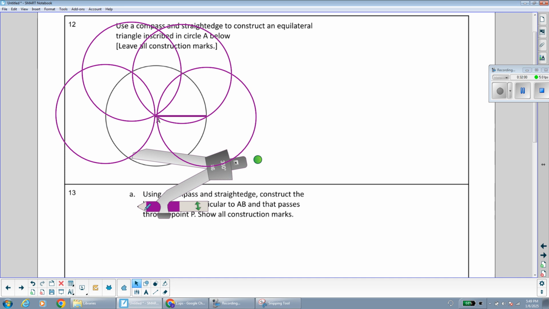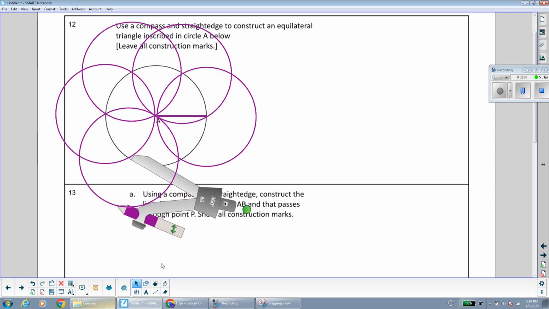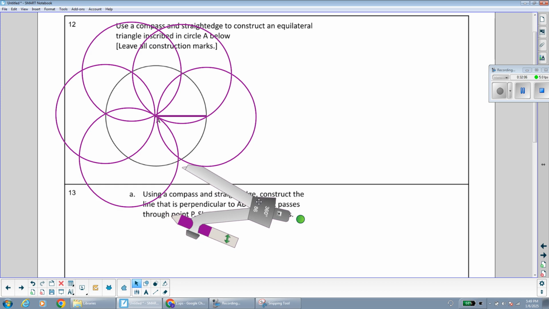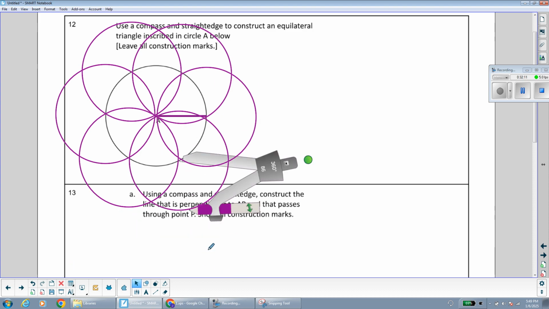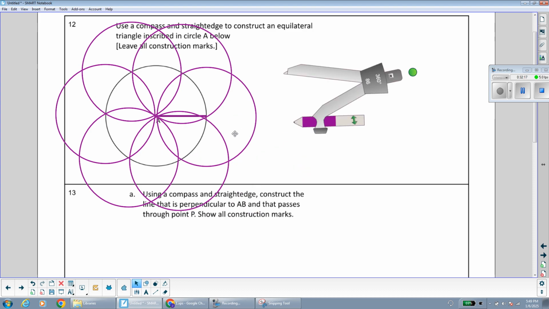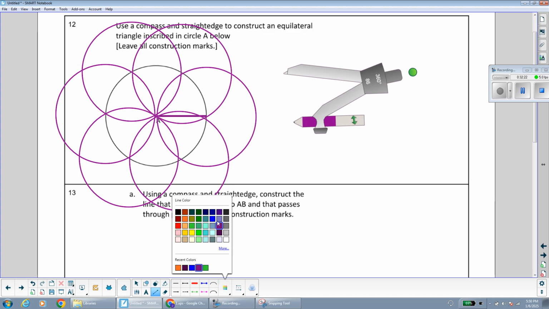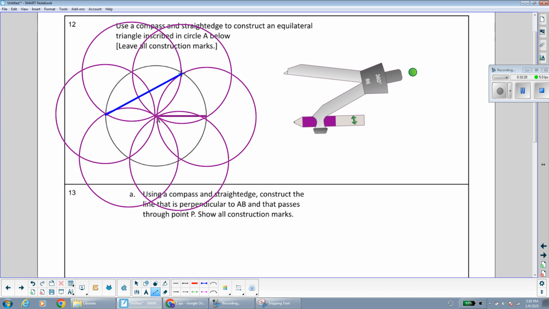Got to keep going. Doesn't look like a pretty flower yet. Looks like it needs one more in order to be a pretty flower. There we go. Okay, so there we have it. Now, instead of connecting all 6 of the intersection points, since we are making a triangle, I'm going to connect only 3. So I'm going to connect every other flower petal point. And there we have our equilateral triangle inscribed in the circle.